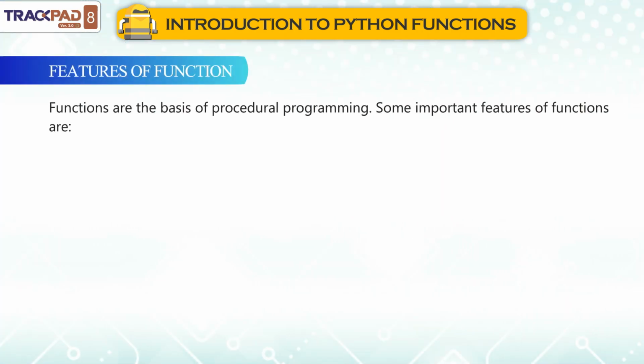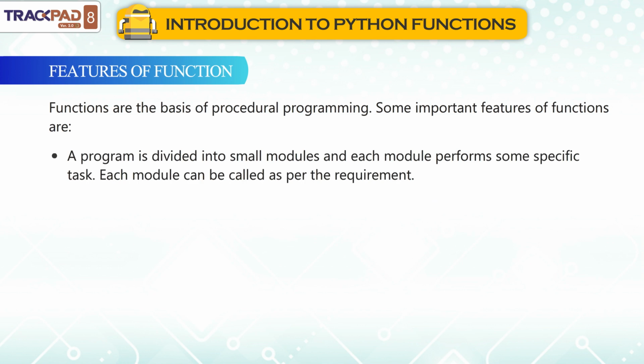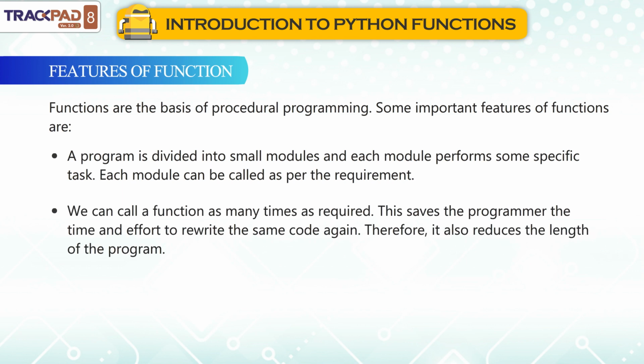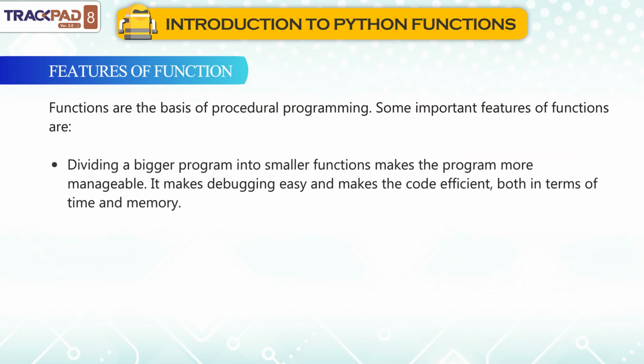Features of function. Functions are the basics of procedural programming. Some important features of functions are: a program is divided into small modules and each module performs some specific task. Each module can be called as per the requirement. We can call a function as many times as required. This saves the programmer the time and the effort to rewrite the same code again. Therefore, it also reduces the length of the program. Dividing a bigger program into smaller functions makes the program more manageable. It makes debugging easy and makes the code efficient, both in terms of time and memory.